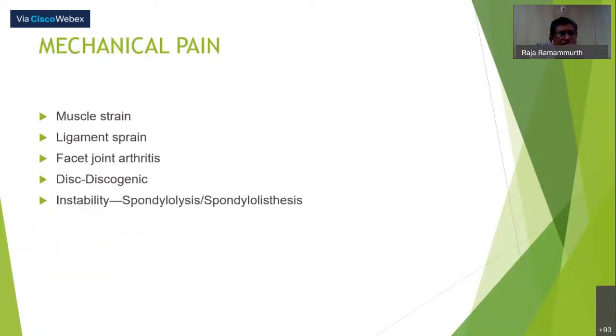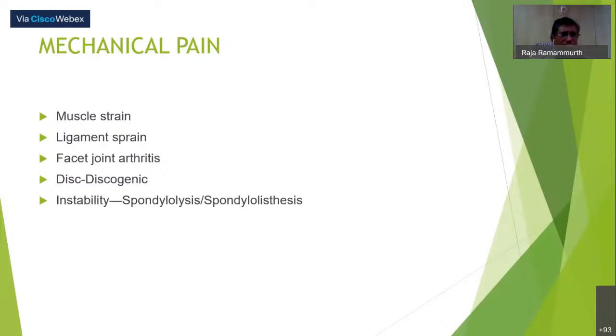Then the next type of pain is called mechanical pain. If you consider mechanical pain, the first one is muscular strain. The mechanical low back pain is induced due to muscular strain. Then the second type is ligament strain induced mechanical pain. Then the third one is facet joint arthritis induced mechanical pain. The fourth one is discogenic pain, and the fifth one is instability.